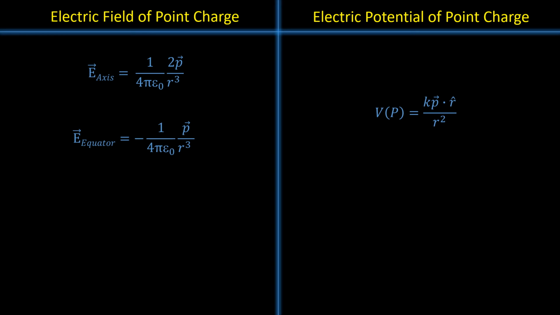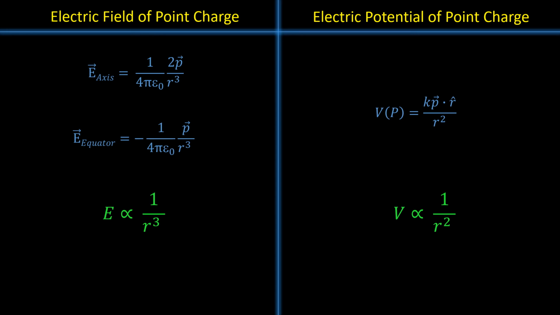So in case of electric field, the electric field depends on the distance of the point where you are finding it, and potential also obviously depends on the distance where we are finding it, but the dependence is not the same. The electric field of a dipole varies as 1 by r cube, whereas the electric potential of a dipole varies as 1 by r square.